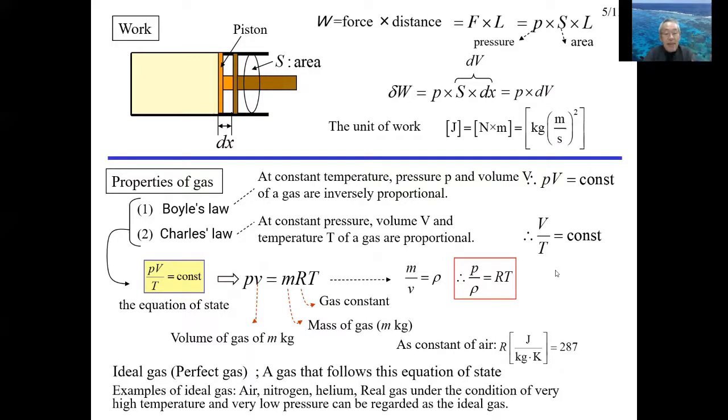A gas that follows this equation of state is called an ideal gas or a perfect gas. Examples of gases regarded as ideal gas are nitrogen, helium, and air under the standard condition. Real gas under the condition of very high temperature and very low pressure can be regarded as ideal gas. Now I should say the following explanation is mainly about ideal gases.